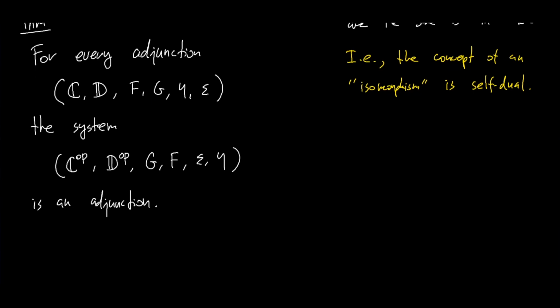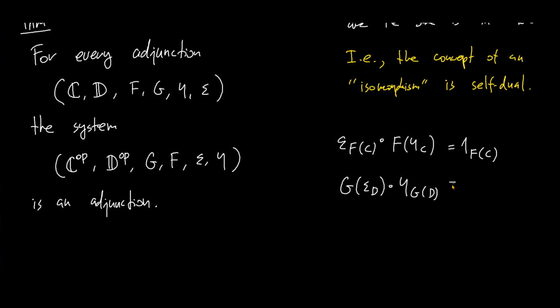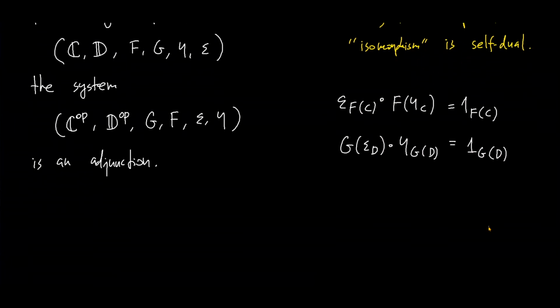The crux of the matter here in the definition of adjunction is two equations, right? Recalling from our last lecture on adjunctions, we're requiring that this arrow composed with F of eta C must equal identity of F of C, and G of epsilon D composed with eta G of D must equal identity of G of D. Now let's try to dualize these to get convinced that we get the same equations, but with the order of the transformations and the functors swapped around.